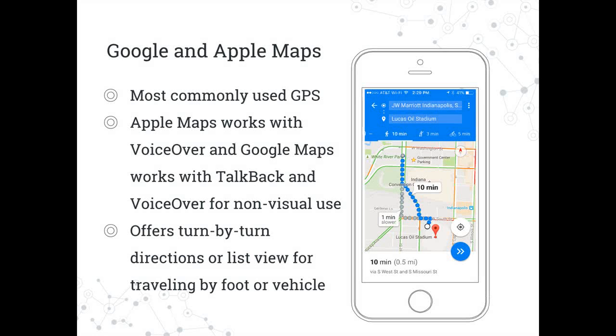So let's first start off with Google and Apple Maps. I have grouped them together for this category because they serve much of the same purpose and have very similar functionality. They are by far the most commonly used GPS apps. Most people probably use them in their everyday life, but there are some different features available that are helpful for people who are blind or visually impaired that I'll discuss as well.